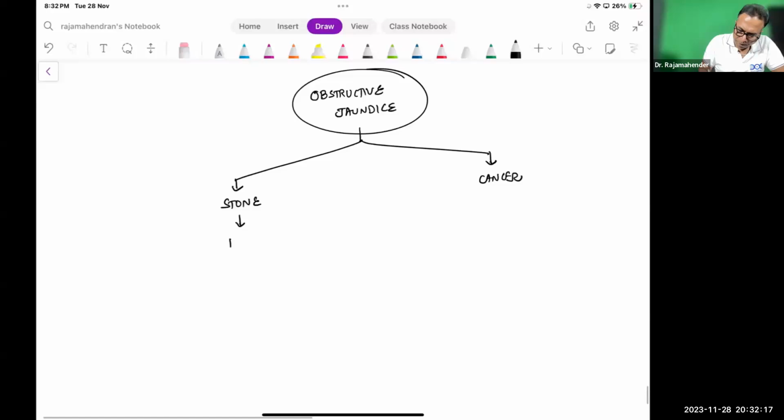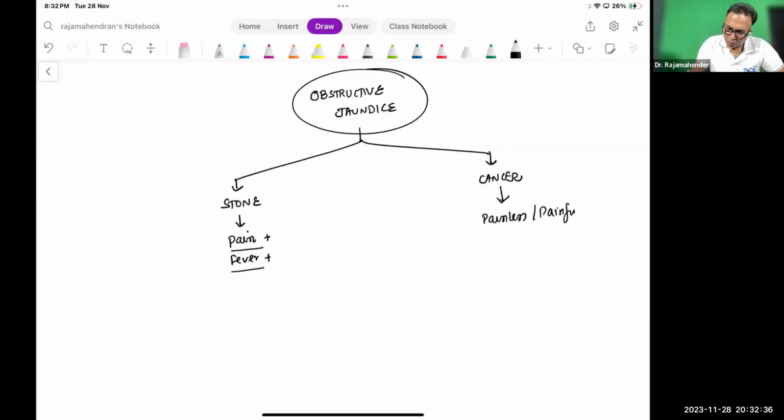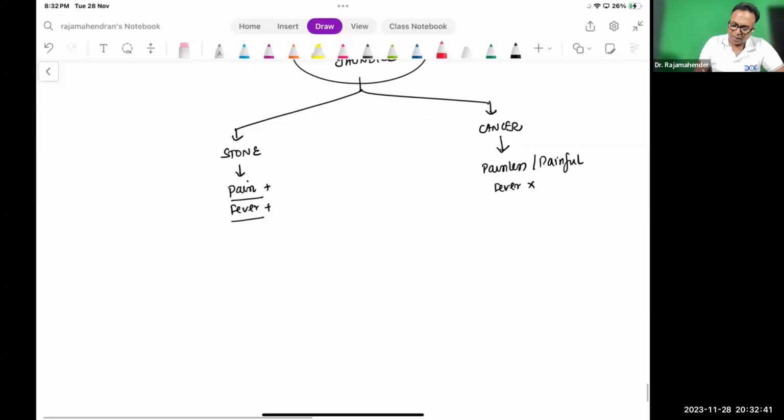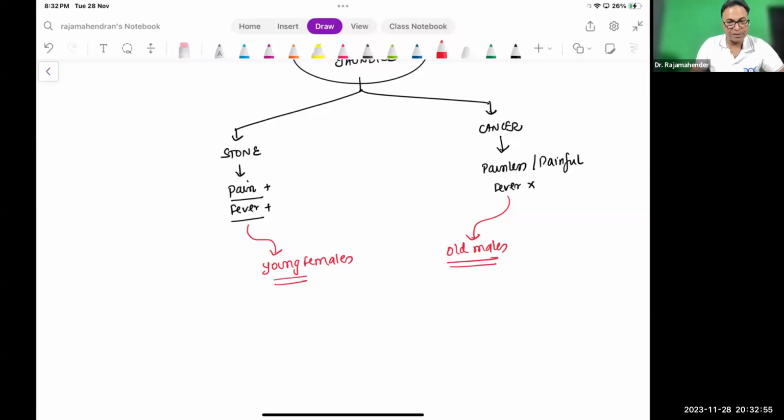Stone cases will have pain and fever also. Pain and fever are the classical features of stone. Cancer is painless in periampullary cancer, or it can be painful also. Usually fever is not present in cancer cases. The most interesting finding: stone disease is very common in young females. Cancer is common in old males.